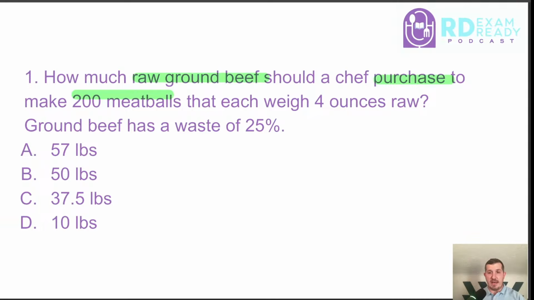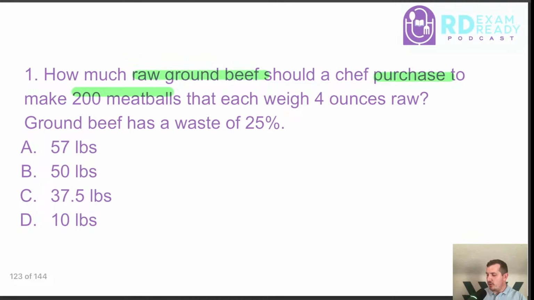What I want to emphasize in this question, though, is what they've just asked. How much raw ground beef should a chef purchase? So, my question to you out there is this: is it the as purchased or the edible portion? Which one are they asking me about here? How much raw ground beef? Well, raw ground beef would entail that they are asking for the as purchased, okay? Because we know that it's raw.